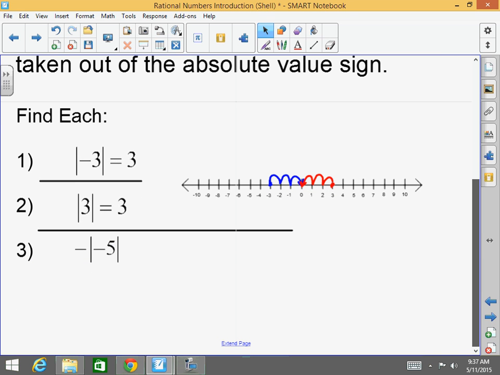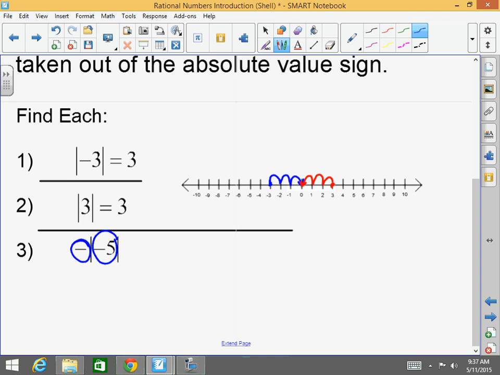How about example 3 here? This is negative times the absolute value of negative 5. Remember what we just finished talking about. Got to use order of operations here. So you first want to calculate what the value of the absolute value of negative 5 is. What's the value of absolute value of negative 5, guys? 5. But what does this negative here represent?